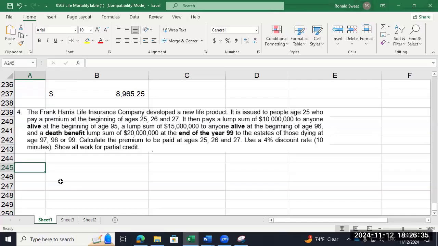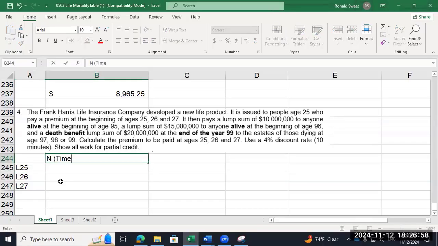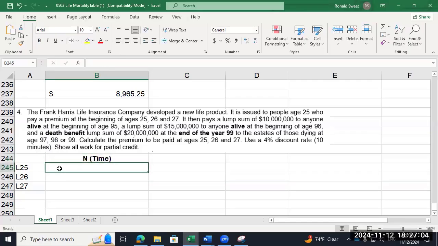All right, what do we need for the premium payers? L25. Keep giving them to you because I can't tell if you are with me. L26. L27. Anything else? As far as premium payers, anything else? So what's your N for L25? 0, 26, 1. All right. Rob's with me. He may be the only one who gets it on the exam, but that's at least one person.